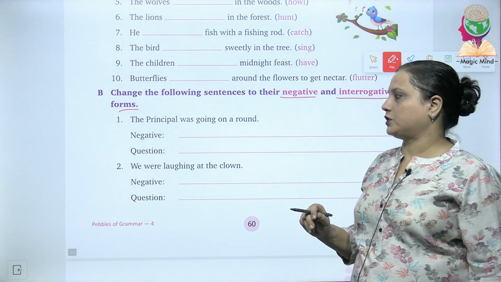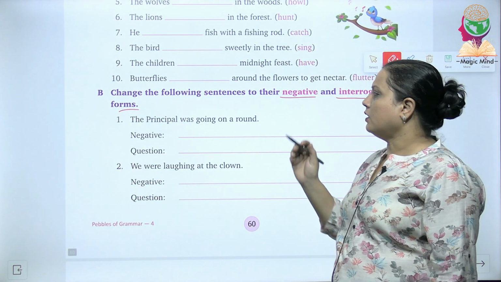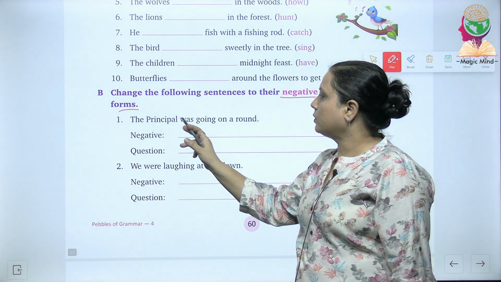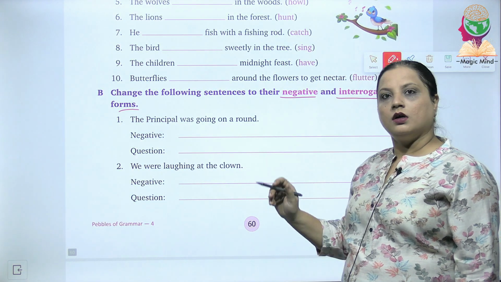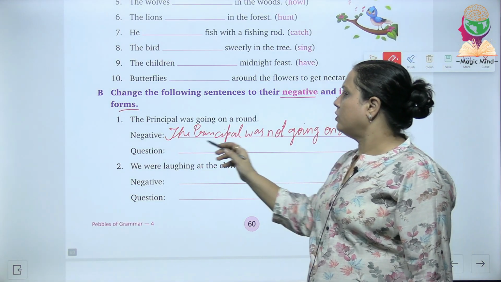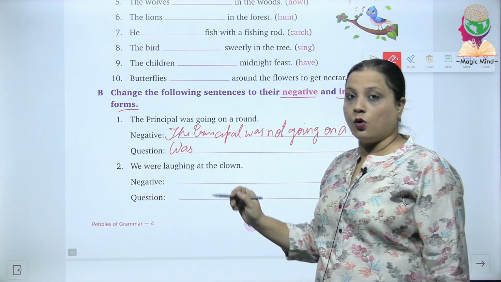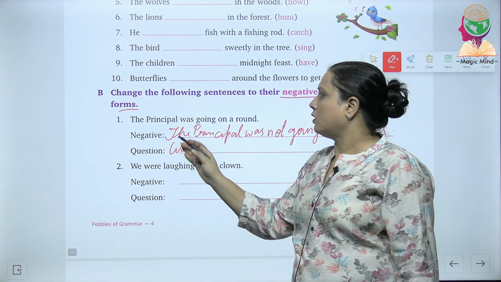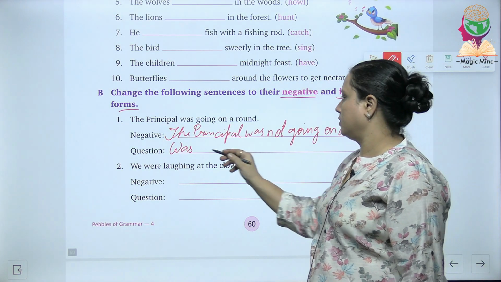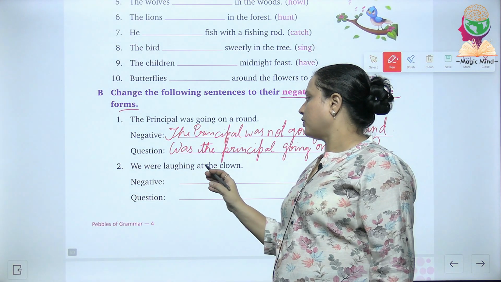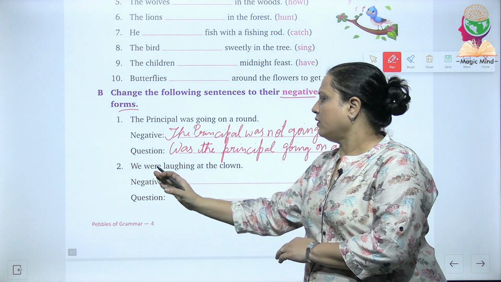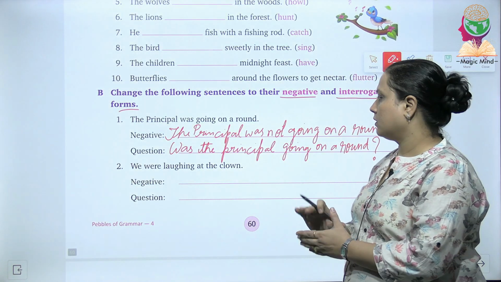Let's now do the first one. The principal was going on a round. So what will be the negative sentence for the same? We will write the principal was not going on a round. Full stop. And in the question form, we will begin with was. Was the principal going on a round? And a question mark at the last. Then the next one, we were laughing at the clown. What will be the negative sentence for the same? We will write we were not laughing at the clown.